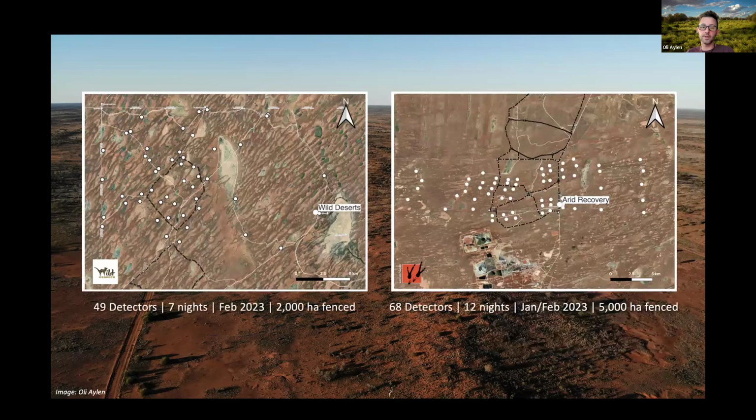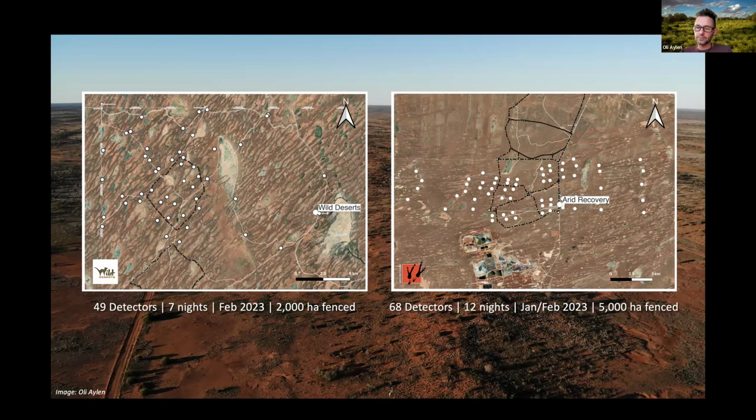So we utilized bioacoustics, and we set up these very large bioacoustic arrays. On the left, we have Wild Desert. This is the one in New South Wales. This was 49 detectors, and they were out for a week in summer a couple of years ago within just the North Paddock, so just in the 2,000 hectare area.